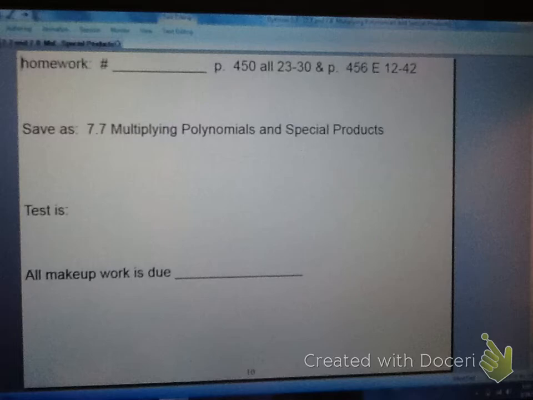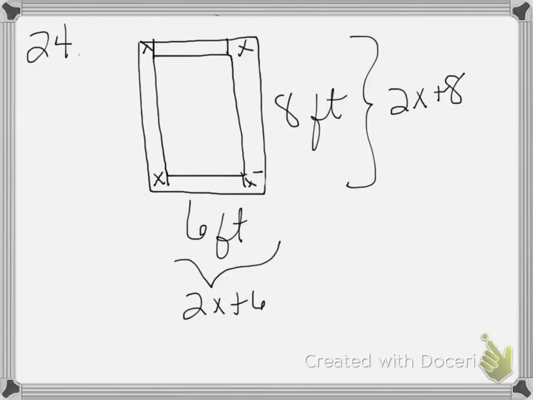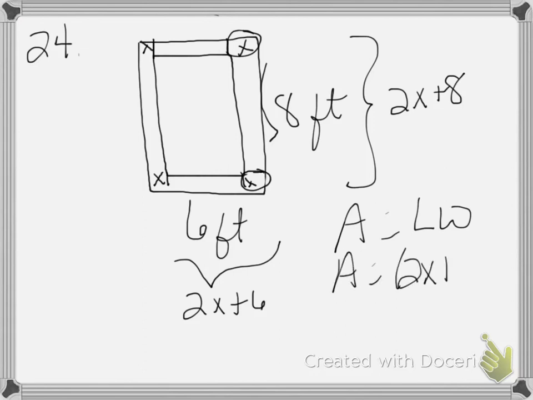This is your homework. On the next panel, I started you on number 24. It's talking about a garden with a sidewalk all the way around. If you will notice, this is part of the sidewalk and this is part of the sidewalk. This is the garden. So it's 2x plus 8, and then the length is 2x plus 6. To find the area, you would do the length times the width. So we would multiply 2x plus 8 times 2x plus 6. And you can finish the rest.